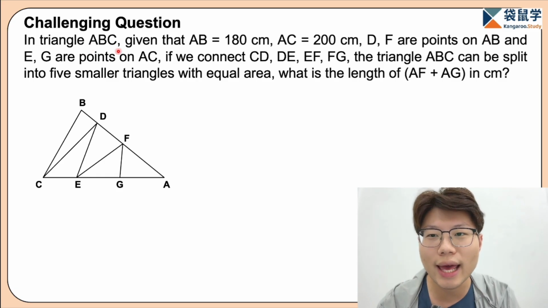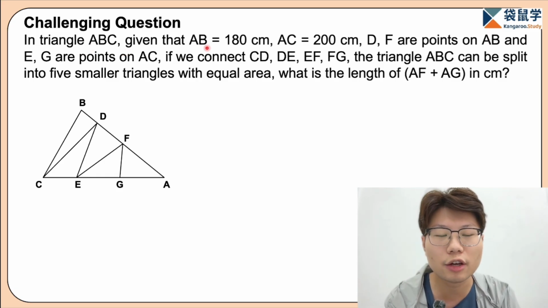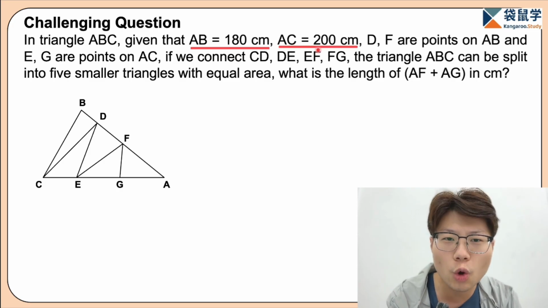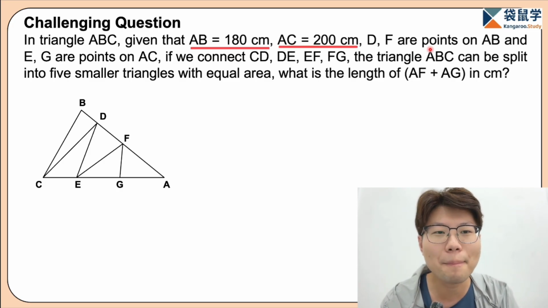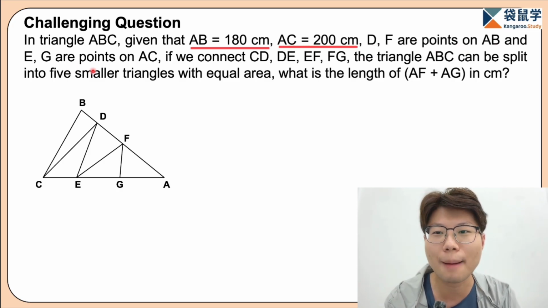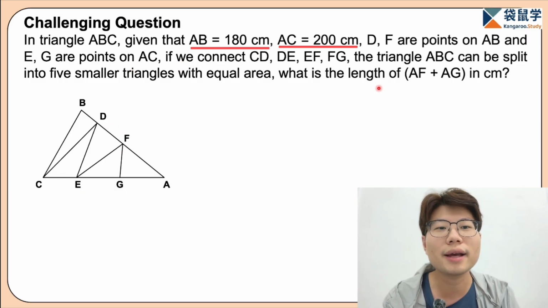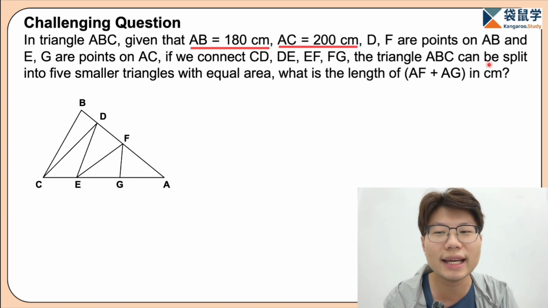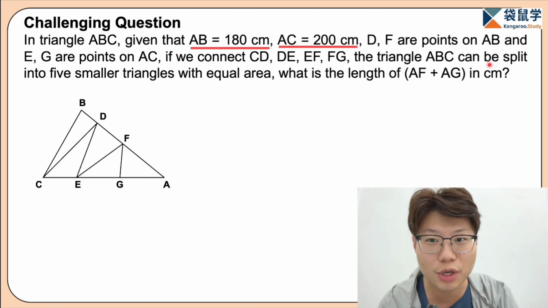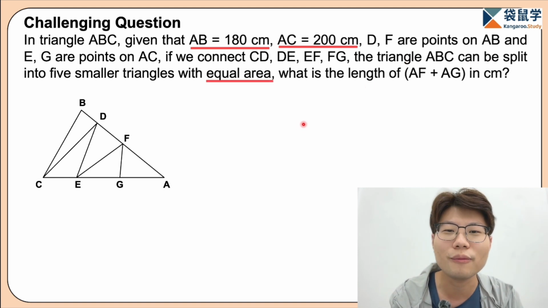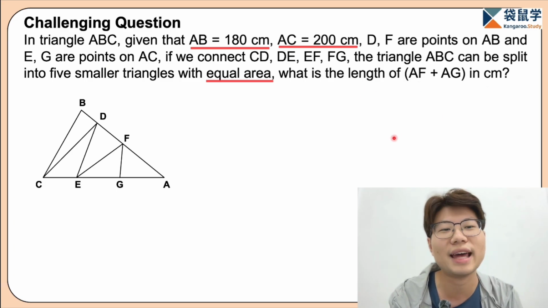In triangle ABC, given that AB equals 180 cm, AC equals 200 cm, D and F are points on AB and E and G are points on AC. If we connect CD, DE, EF, FG, the triangle ABC can be split into 5 smaller triangles with equal area. What is the length of AF plus AG in centimeters?